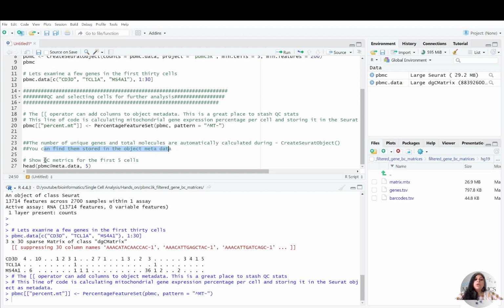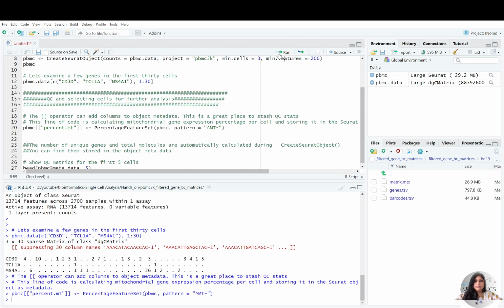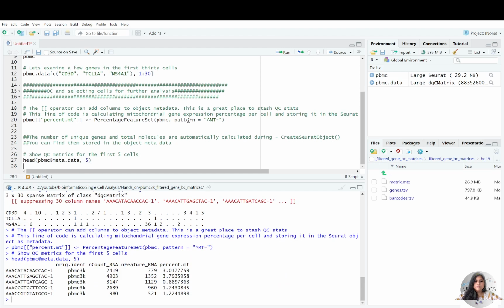Okay, so let us see what quality checking metrics are present, and for that we are only taking the first 5 cells. We can change this number, right? So if I run this, you see over here only the first 1, 2, 3, 4, 5 cells have been taken. This is the identity, and we have given the identity as PBMC3K. So this is the first column that is giving us the identity. No, this is the second column actually.